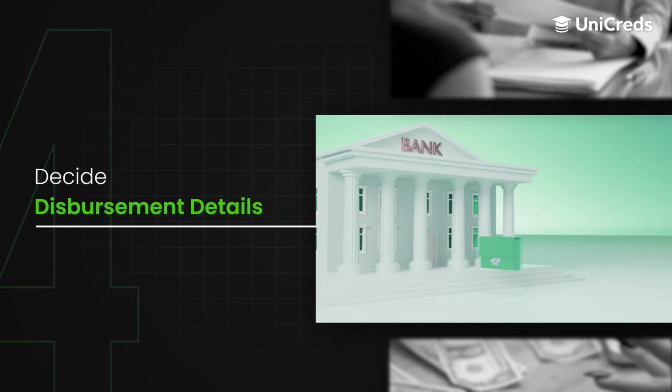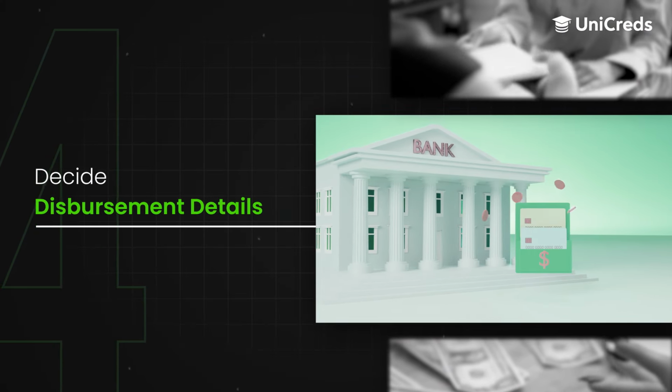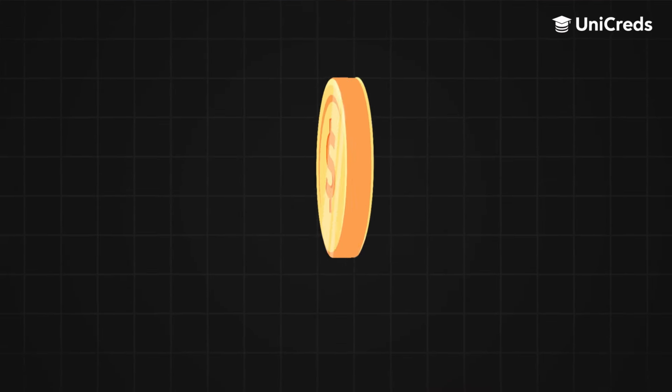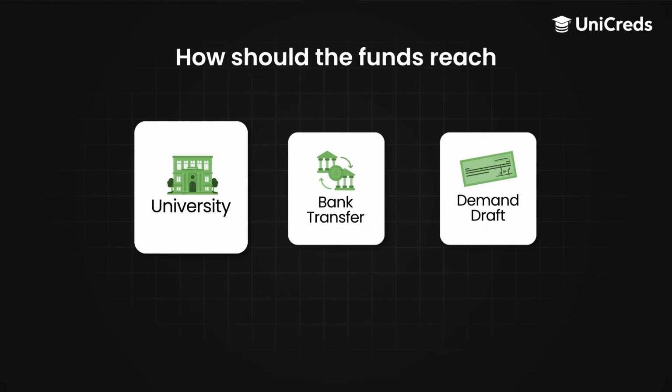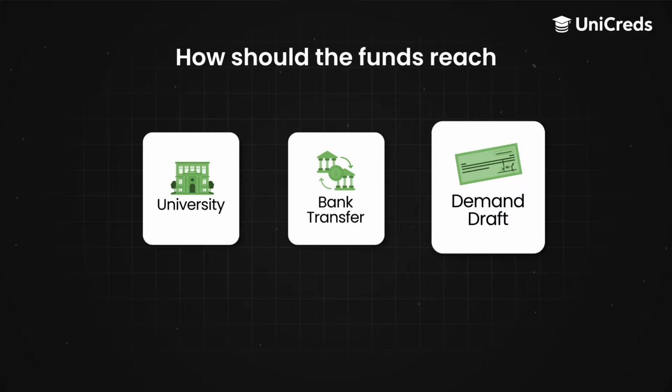Step number 4, decide disbursement details. In step 4, you will be providing specific disbursement details. How should the funds reach your university, bank transfer, demand draft? Get these details from your university's admission package and pass them on to your lender. It's all about ensuring the money goes exactly where it needs to go.